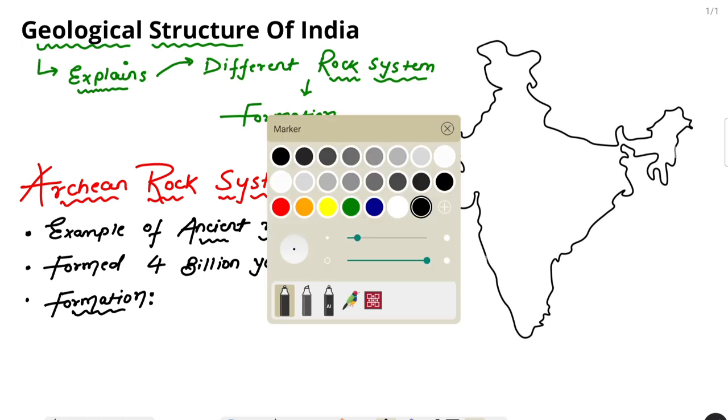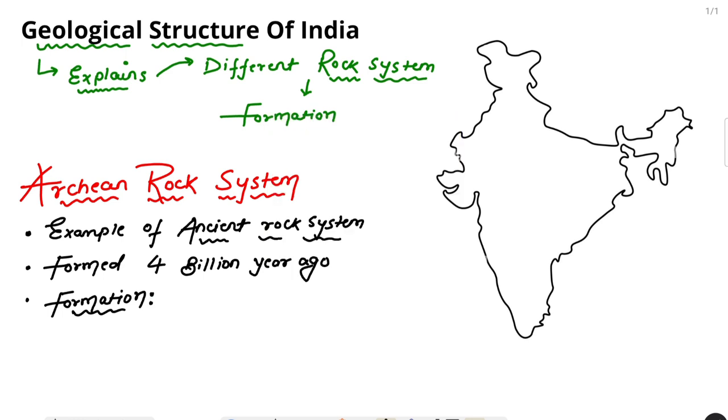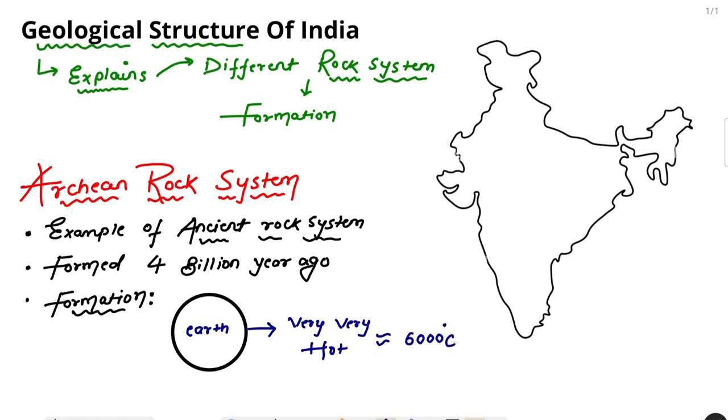When we talk about the formation of this Archean rock system, you must know that in the beginning of the earth, the earth was very, very hot, and the temperature was approximately 6000 degrees Celsius.